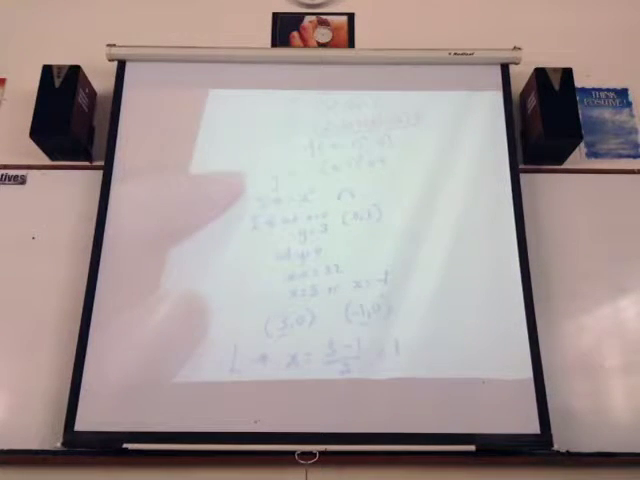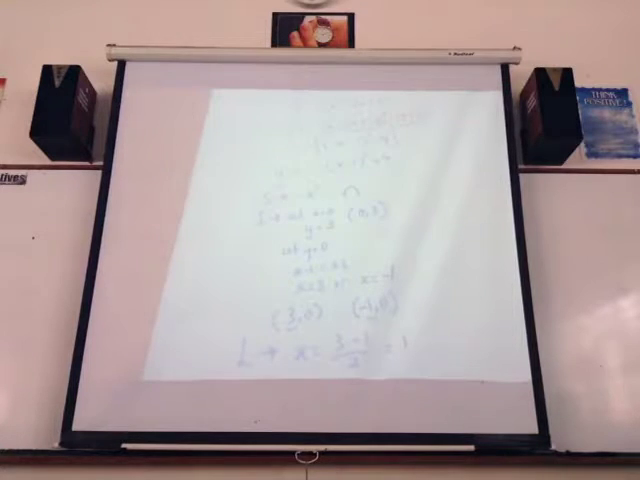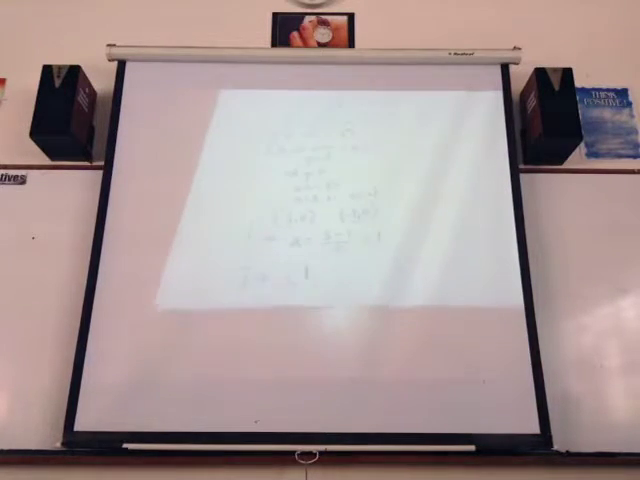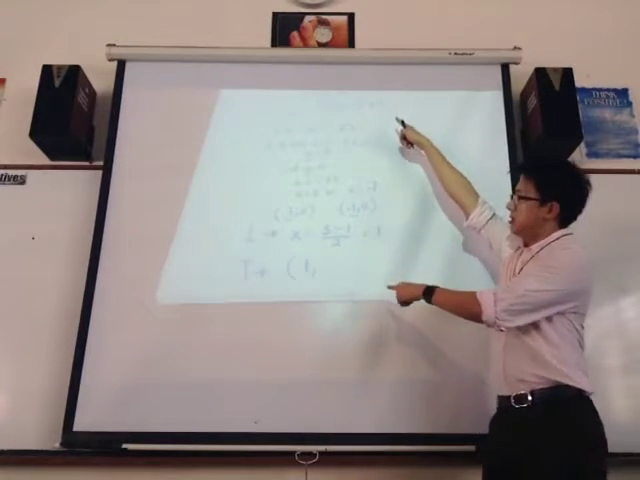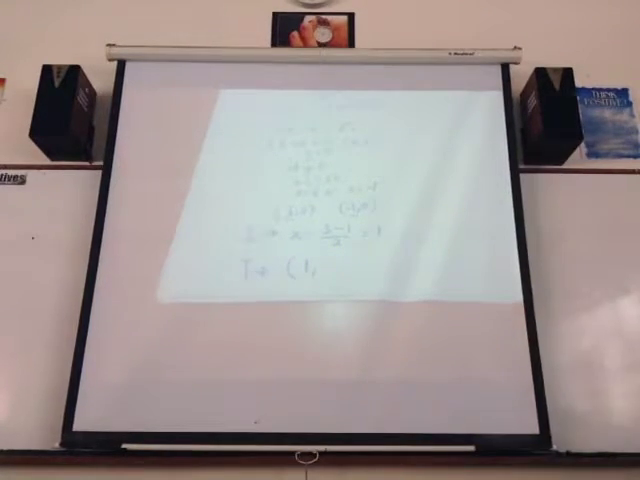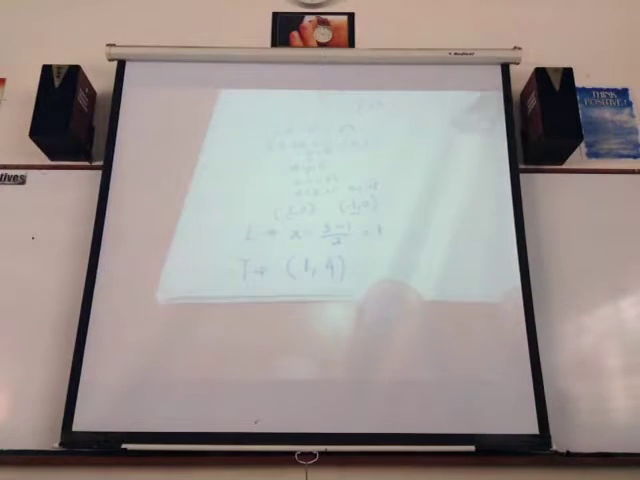Let's try. T stands for turning point. What's the turning point? The place where the point turns naturally will need to be 1 something. And if it's 1 something, how do I find that something? I sub back into the equation. So it is 4. Quite painful.